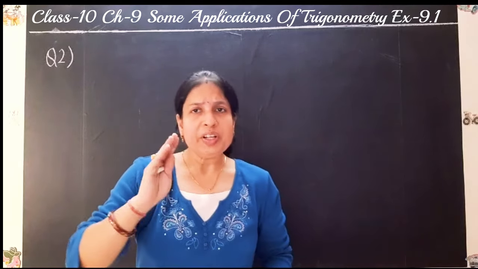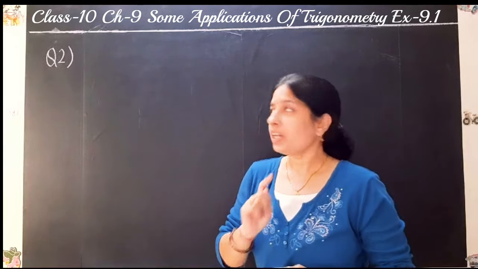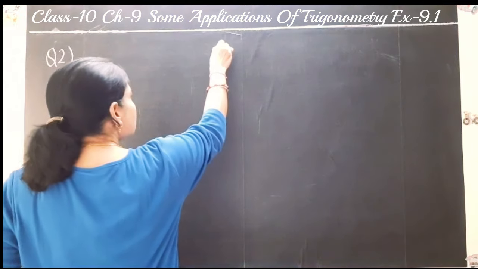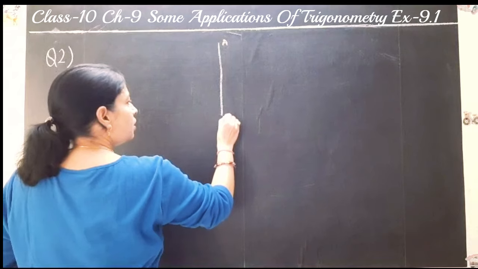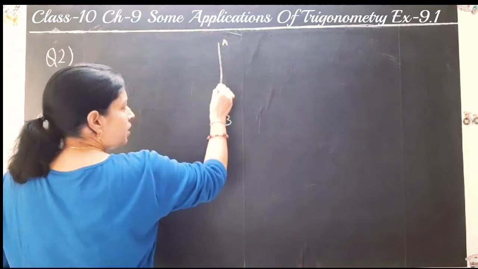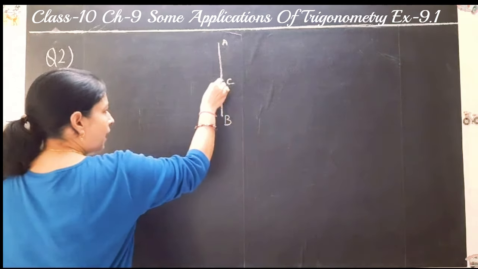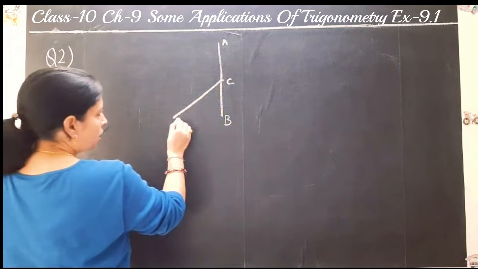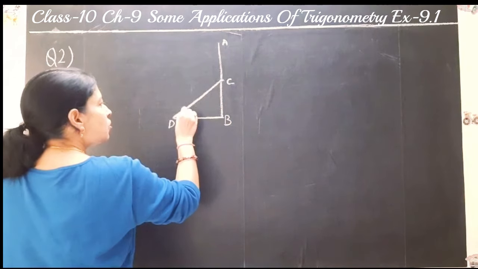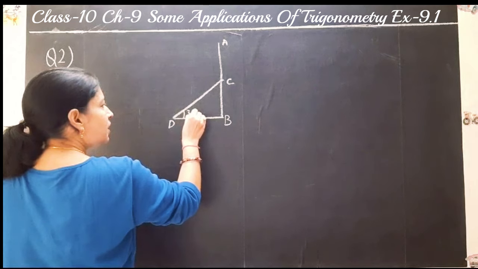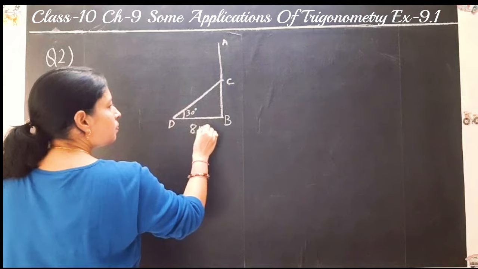First of all, we have to draw a diagram. In this chapter, diagram is most important. Okay, so suppose AB is a tree. Suppose it is broken from this point C and bends and it touches the ground at point D. So this angle is 30 degree. It is given. And this distance is given 8 meter.